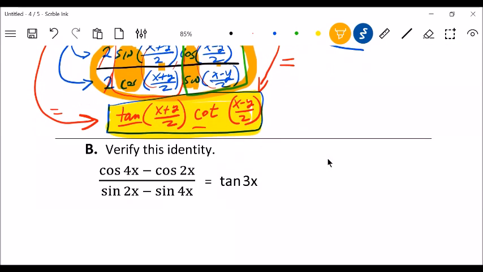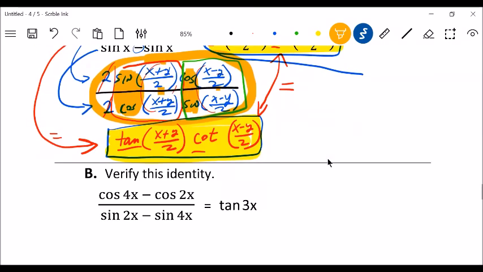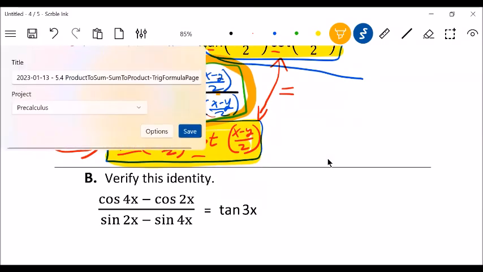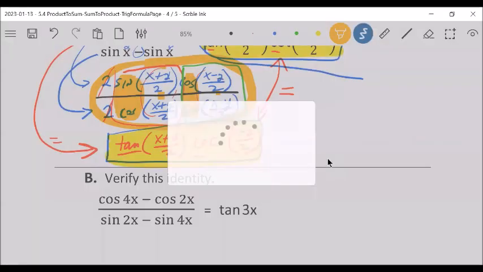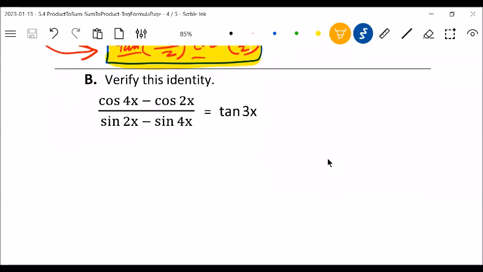So now let's look at this next one. Okay, we're going to save this. And so now on this next one, cosine 4x minus cosine 2x over sine 2x minus sine 4x equals tangent of 3x. Once again, now we have two differences here. So our goal is going to be to change that one to a product and change that one to a product.